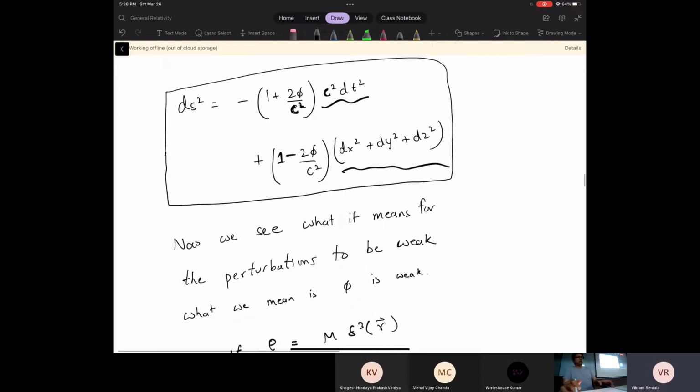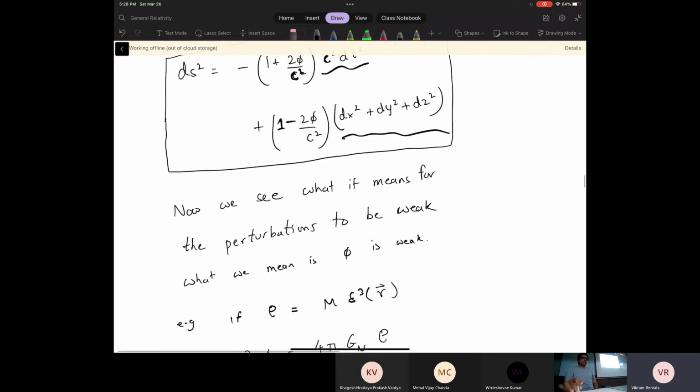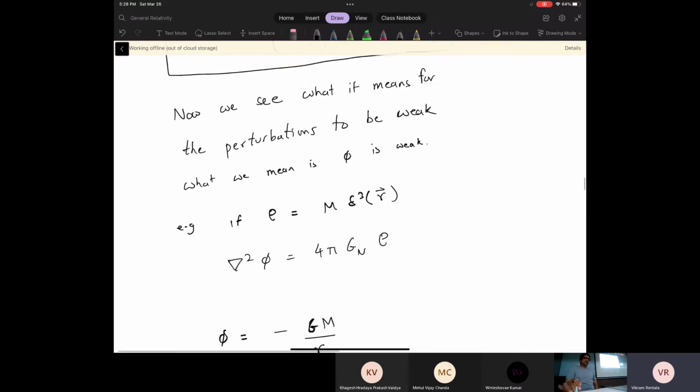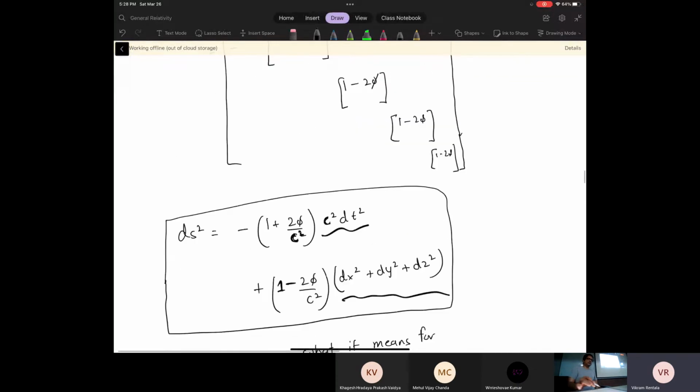So what we mean by the perturbation is small is now really a statement that phi is weak. That is, this 2 phi over c square is a dimensionless quantity. So we're saying that the gravitational potential is small, or the gravitational potential is much less than c square. You have to show that gravitational potential has the same dimensions as c square.